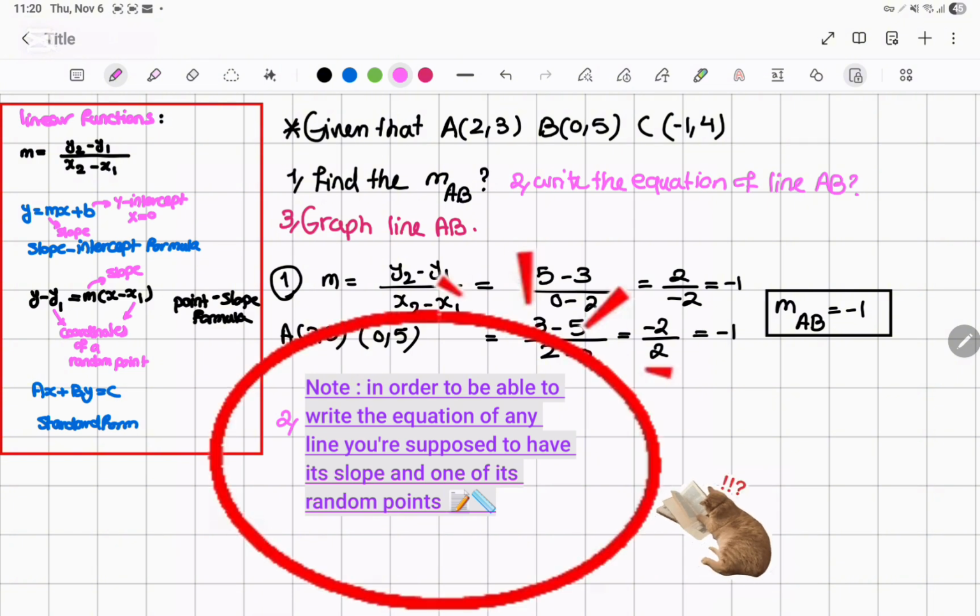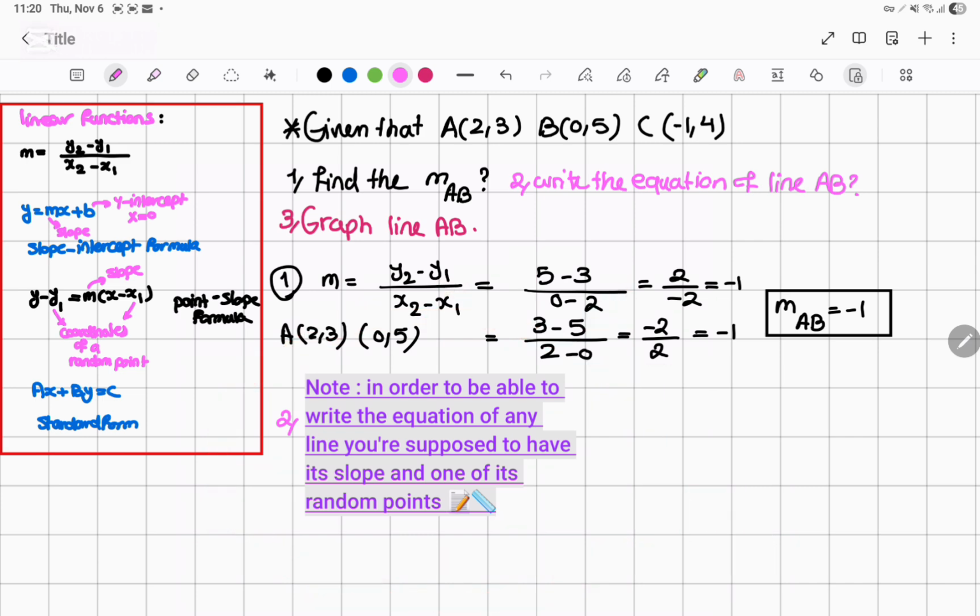In order to be able to write the equation of any line, you're supposed to have its slope and one of its random points. So now that we want to write the equation of line AB, we already found the slope in the previous part, so we don't need to find that again. And then we need a random point of it, either A or B, okay? If I were to choose A, then I'm supposed to use the point-slope formula, because A is not the y-intercept, it's just a random point of the graph, and I can use that. And even if I were to use B, I could have used the point-slope formula there too, because the point-slope formula is the formula that you can use for every case.